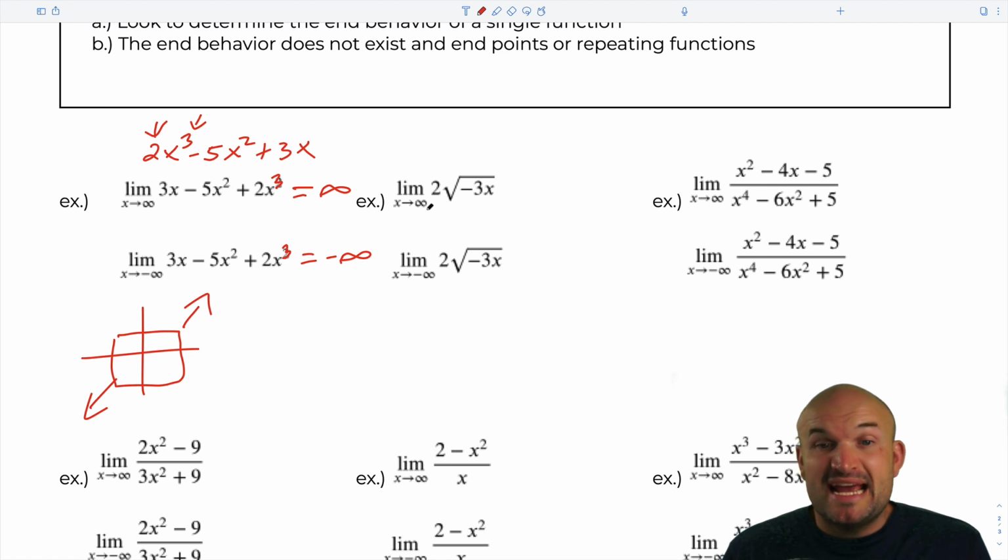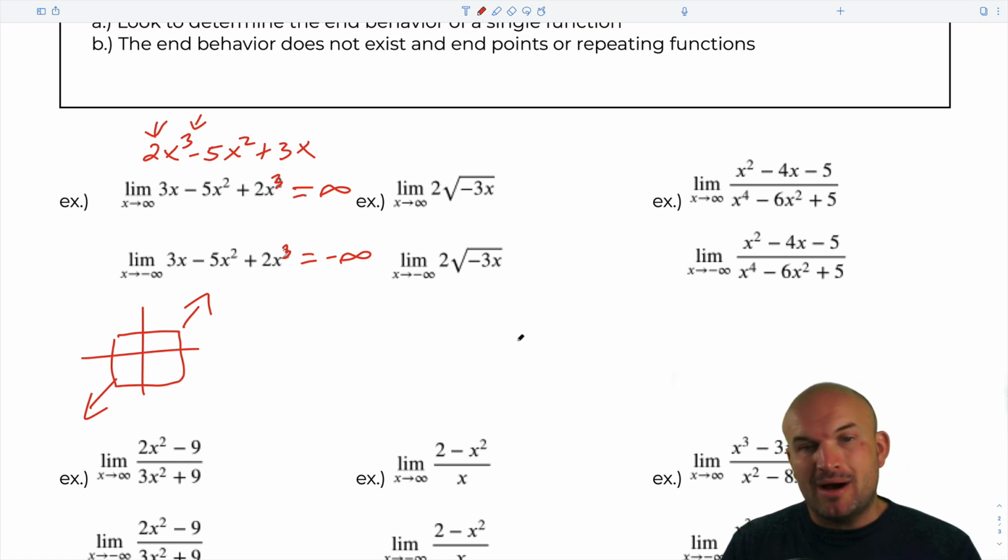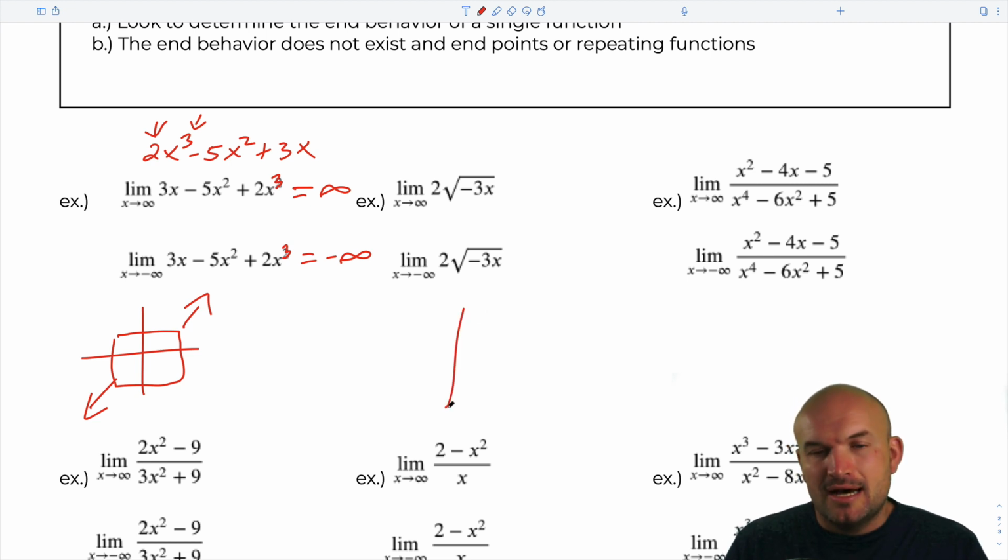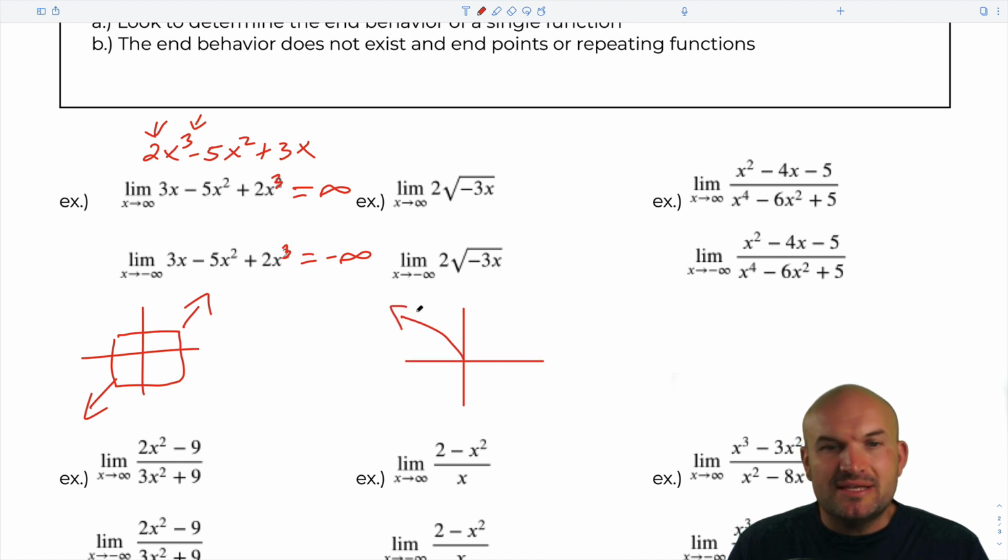The next one is going to be a square root curve. Recognize that we have a negative inside of the function, so therefore that's going to reflect it about the y-axis. The 2 and the 3, all they're really doing is stretching and compressing the graph, so they're really not going to impact my end behavior at all. So the main thing I need to know is this graph is going to look something like that.